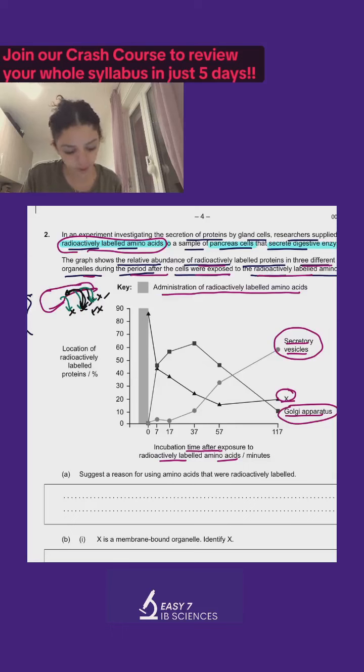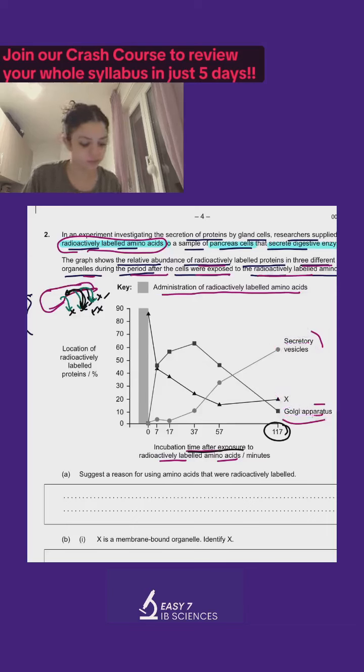Okay? So after 117 minutes, this is how much radioactivity of the proteins were there, how much of the secretory vessels had the radioactive labeled proteins, and so on and so on. Does this make sense, everyone? Does that make a lot more sense or no? Can we explain it again?